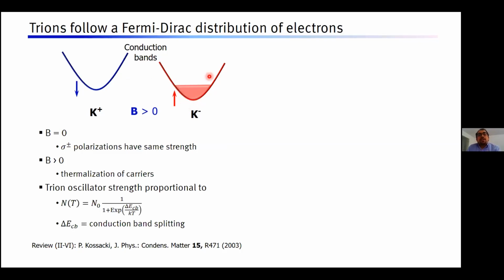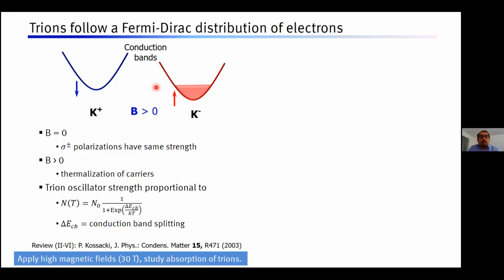Now, since for the creation of trions you need extra electrons, you should not be able to create any trion in this valley, and the trions should be created only in this valley. So the oscillator strength of trions should be highly quenched in one of the valleys compared to the other in the presence of magnetic field. So if we think that the trions also follow the Fermi-Dirac distribution of electrons, then we should be able to tell that as a function of magnetic field, the oscillator strength of trions should be proportional to the Fermi-Dirac distribution, where delta ECB is the conduction band splitting with magnetic field.